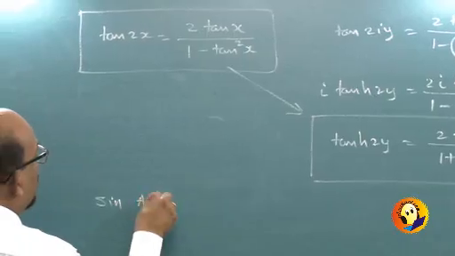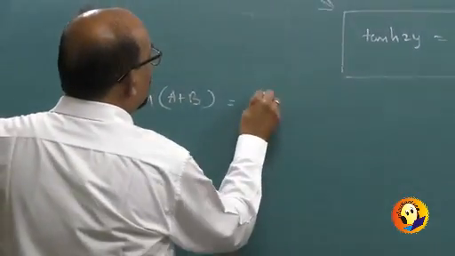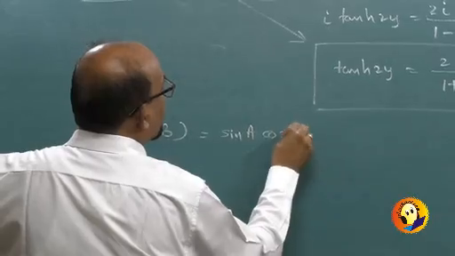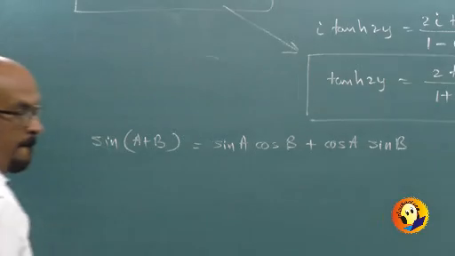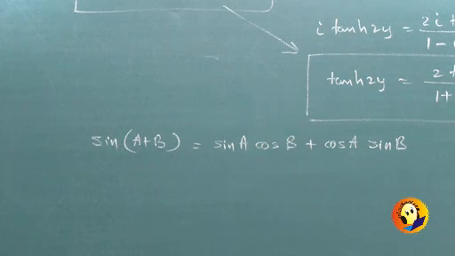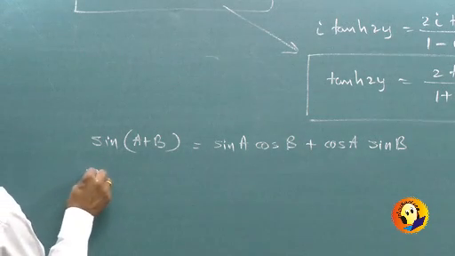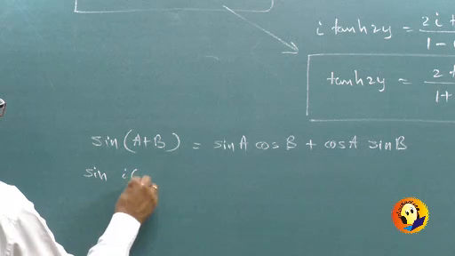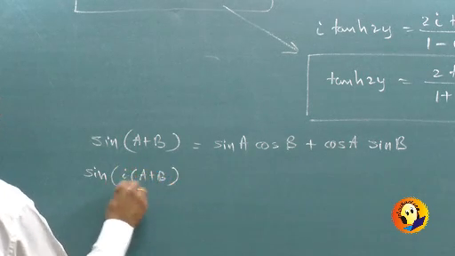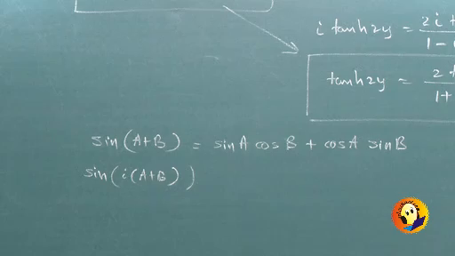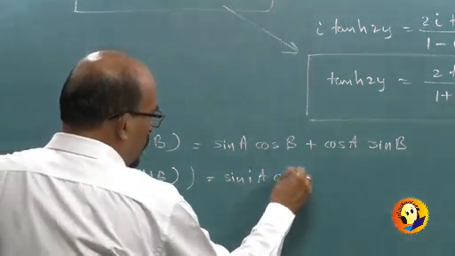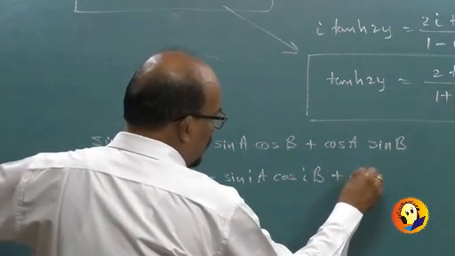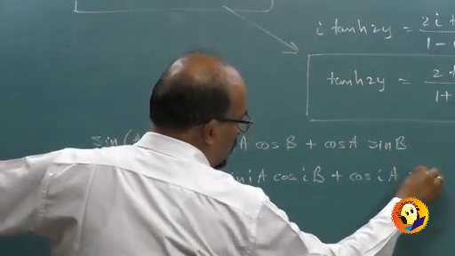Sin of a plus b, we have the formula sin a cos b plus cos a sin b. So if I go with sin of i into a plus b, it is ia plus ib actually. So it will be sin ia cos ib plus cos ia sin ib.